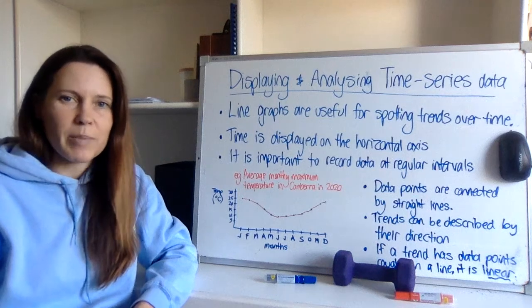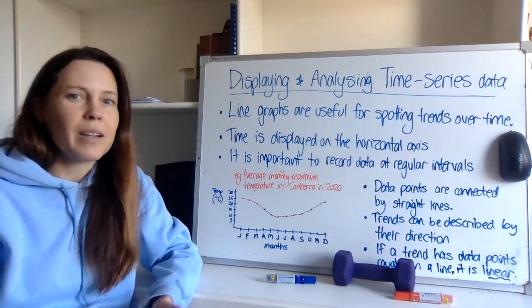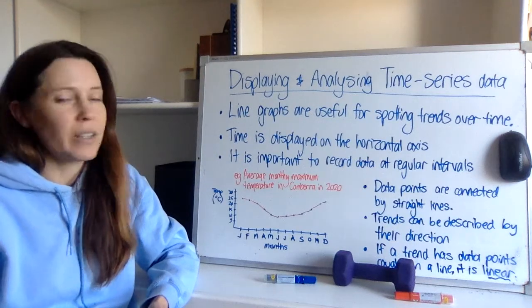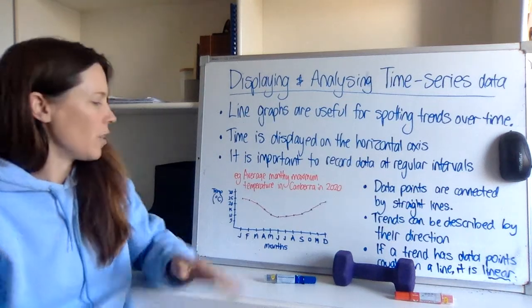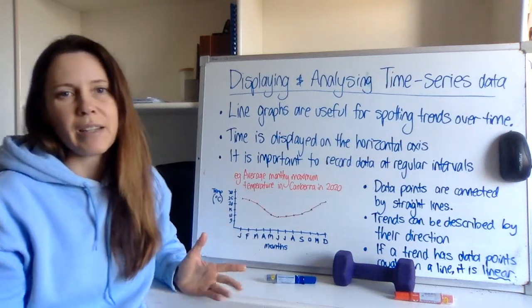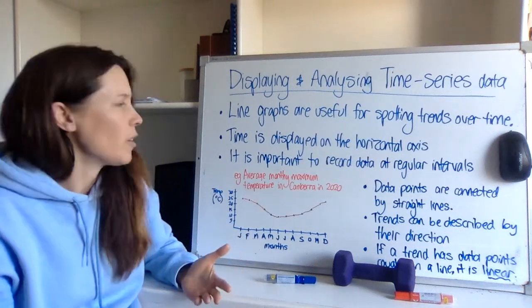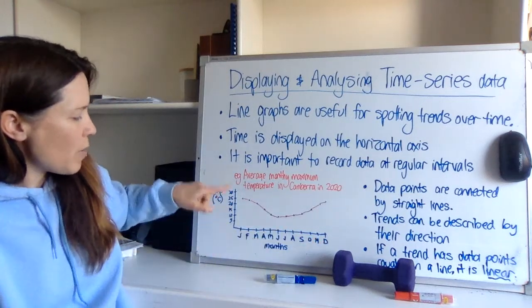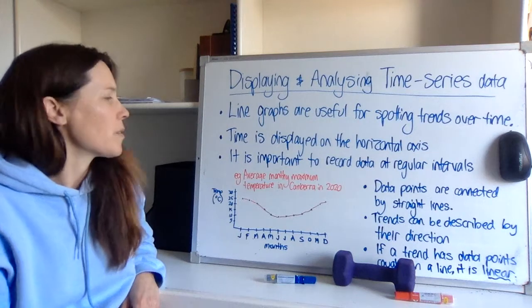We've looked at a couple of types of graphs so far, column graphs and histograms. Well, today we're looking at line graphs, and in particular, we're looking at line graphs that use time data along their horizontal axis. Now, these are really good for spotting trends in anything that you're investigating over time. We put the time on the horizontal axis, and then whatever we're measuring goes on the vertical axis.